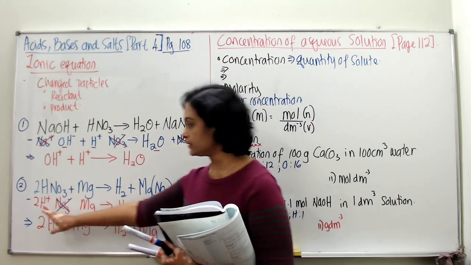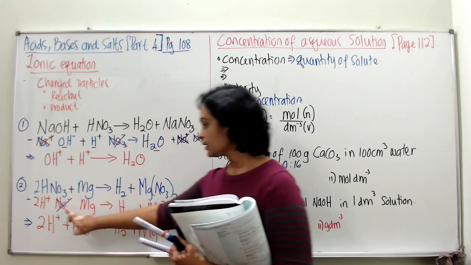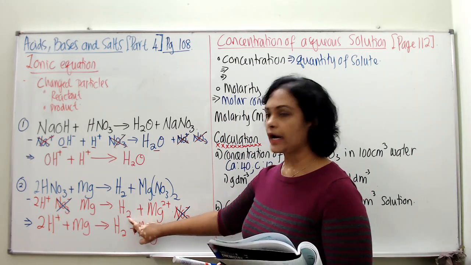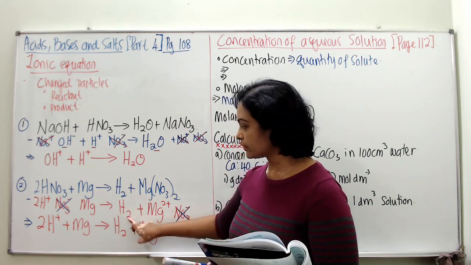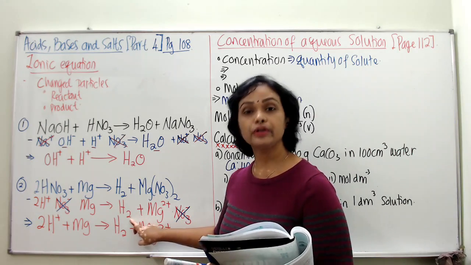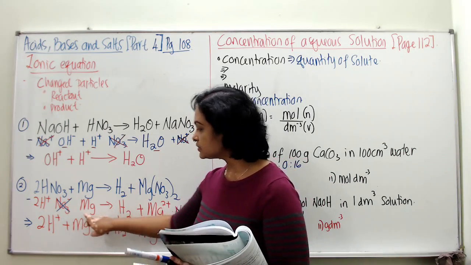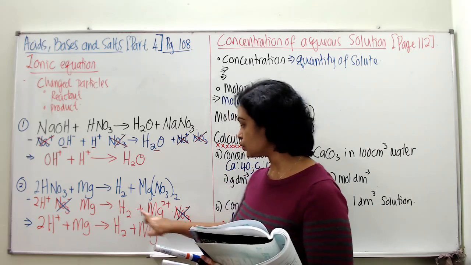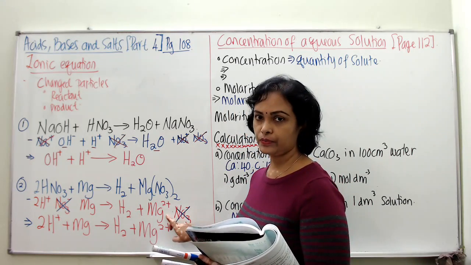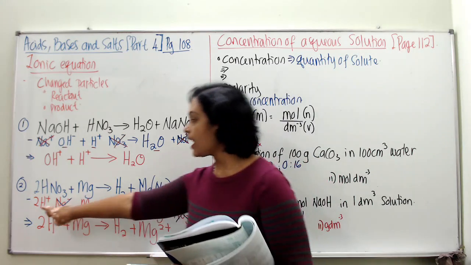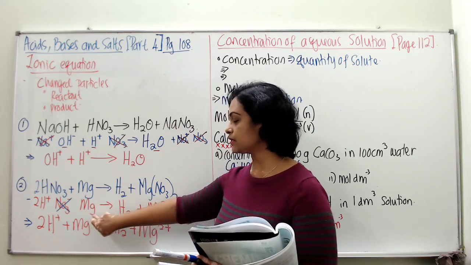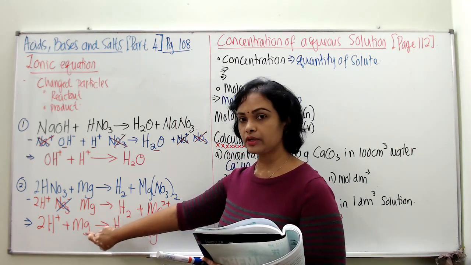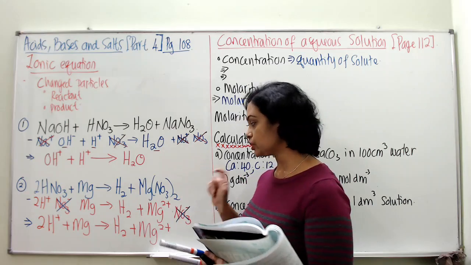Hydrogen ion has combined to produce hydrogen molecule. Can you see they are totally different? So, you can take hydrogen ion into consideration. Magnesium metal has changed into magnesium ion now. Okay, so that's the reason why hydrogen ion and magnesium have been taken into consideration to write the ionic equation.